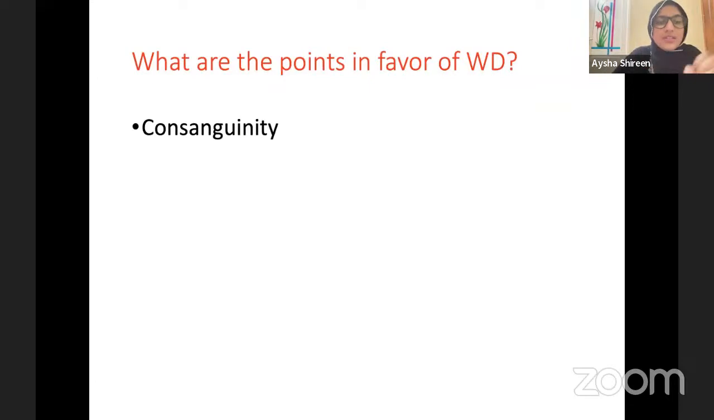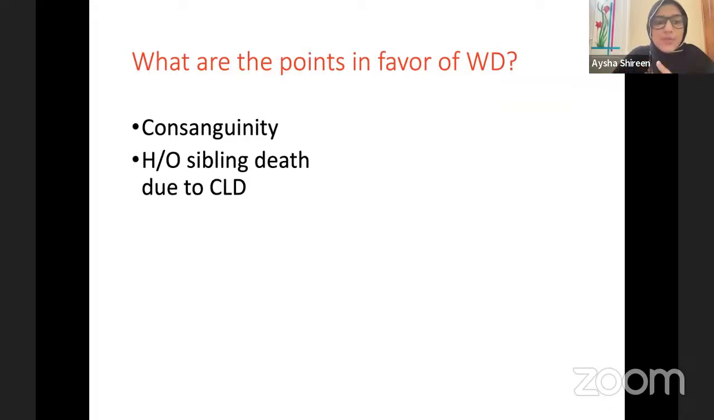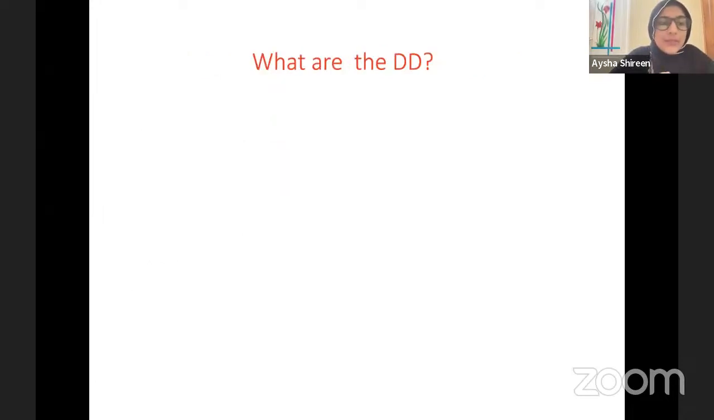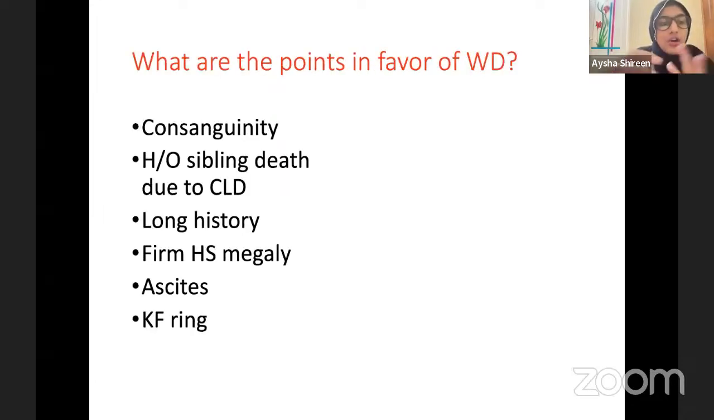First of all, the consanguinity. She was born to consanguineous parents, and Wilson's disease is an autosomal recessive condition. Another point is there is a history of death of her sibling due to similar illness. On examination, bilateral KF ring was present, and she was having hepatosplenomegaly and symptoms of upper GI bleeding and ascites. And also, it was a long history, more than 1 year. So this is likely to be Wilson disease.